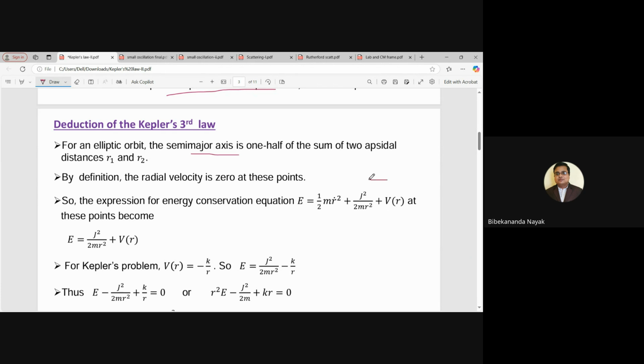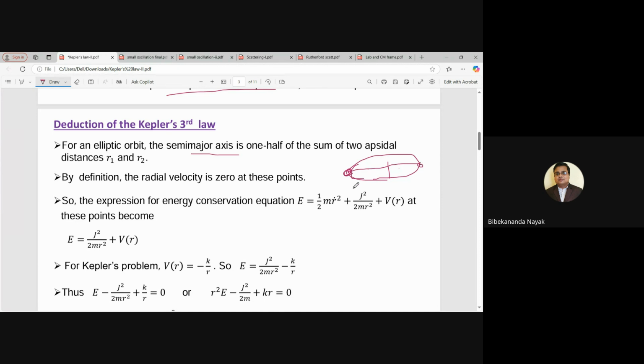If we see, this is your ellipse, and r1 and r2 mean the position coordinates of the two extreme points. If this is r1 and the second one is r2, then what will this point a be? a is r1 plus r2 by 2. By definition, the radial velocity is 0 at these points. Okay, because radial velocity is 0 at the turning points, as we already saw in the previous classes that at a turning point radial velocity r dot is 0. So this is a turning point, r dot is 0.